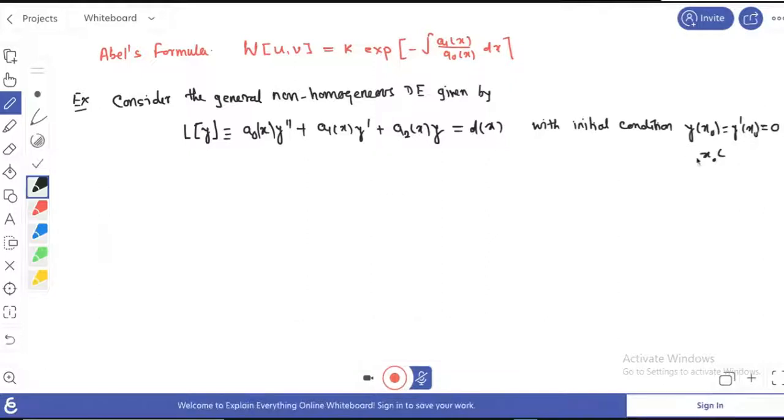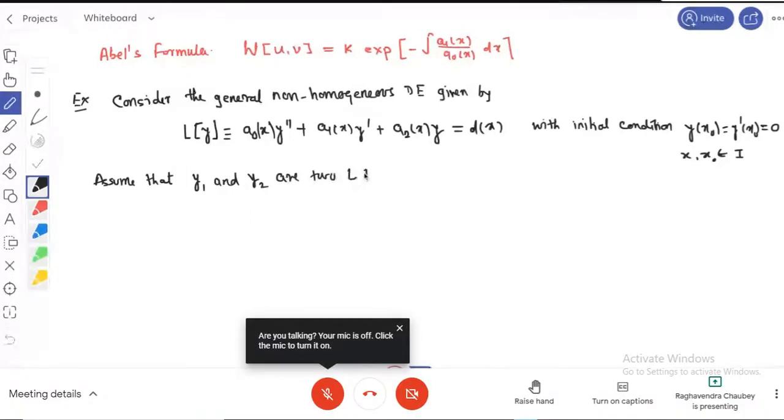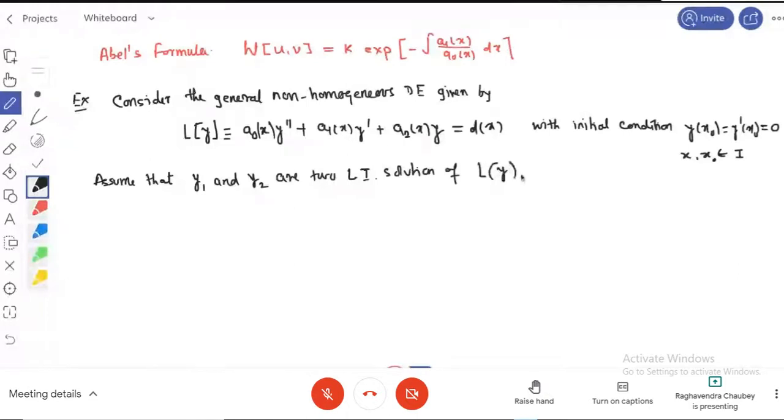This x belongs to the given interval I. Okay, so if we assume that y1 and y2 are two linearly independent solutions of this homogeneous linear differential equation, this means Ly equals 0.